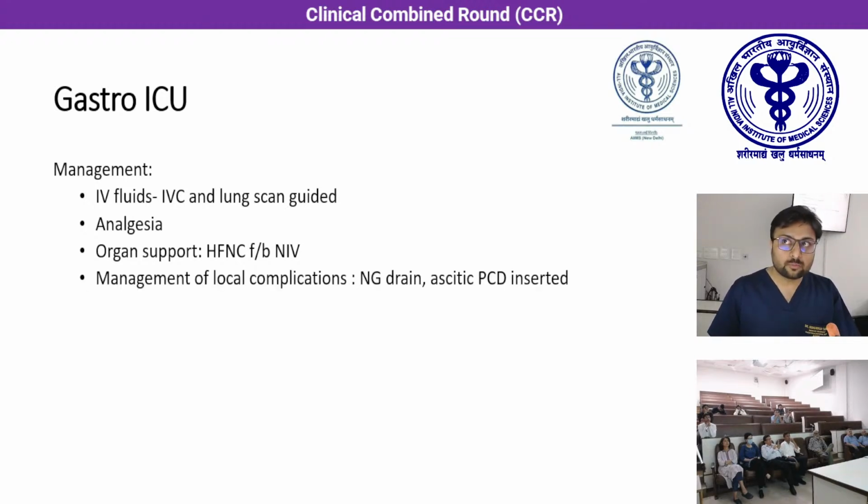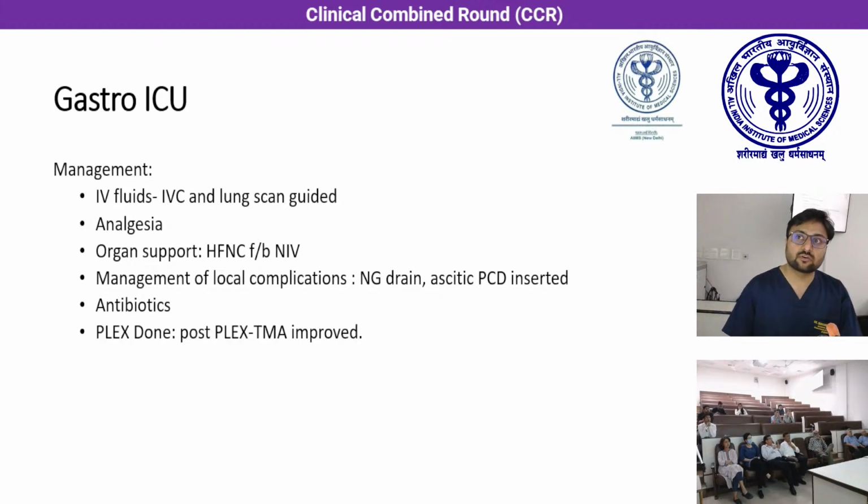For local complications, she had abdominal compartment syndrome and ascites, for which we kept the patient nil per oral, the nasojejunal tube was kept on drain, and an ascitic percutaneous drain was inserted. We drained around 2.5 liters of clear fluid, after which her intra-abdominal pressure decreased from 23 to around 14. She was started on antibiotics. Generally, in the first and second week, we don't give antibiotics to patients with acute pancreatitis, but because we had a suspicion of cholangitis also, in the second week itself we started her on antibiotics.